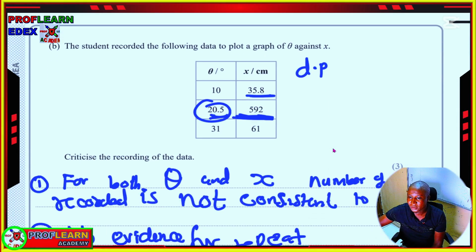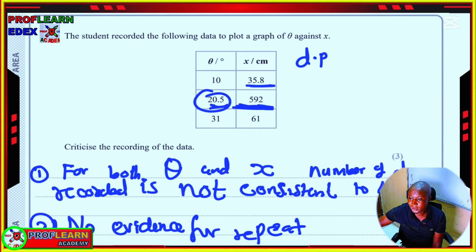Another concept that could be tested is criticizing the data that is recorded. When you are criticizing the data, what are the aspects you are checking? You check whether there is consistency in the number of decimal places. You check whether there is evidence of repeating the data collected, so that you can identify errors and anomalous results. And also check if there is a trend in the values that we have.